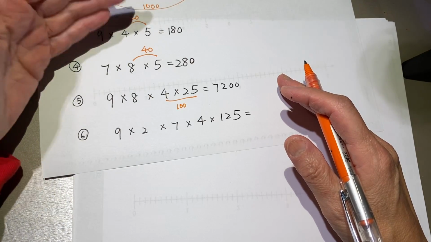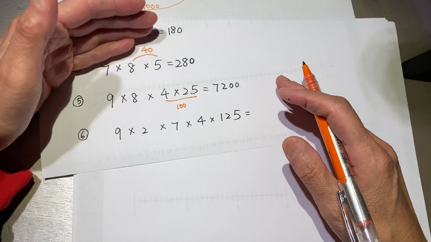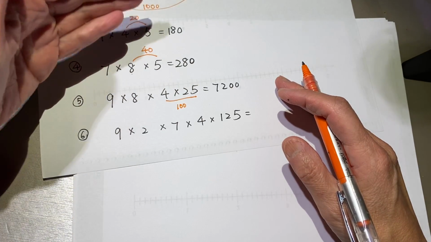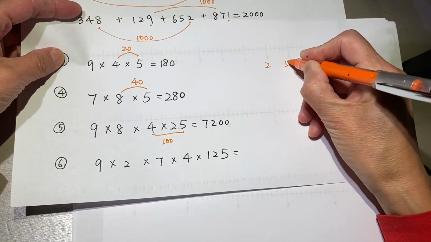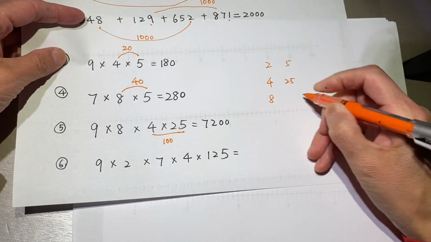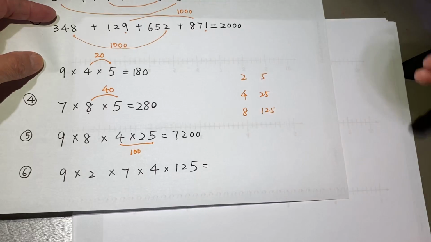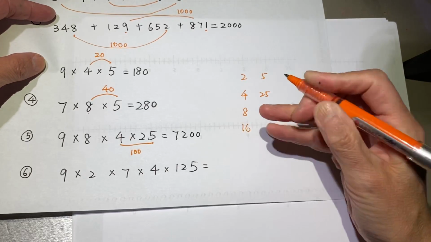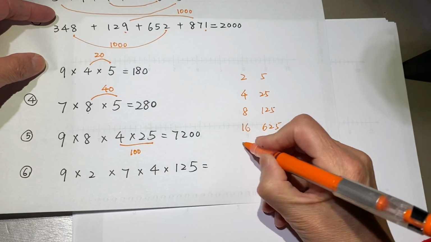If you are in my class, you do not know it. It is not allowed. It is illegal. I make sure you know. 2 times 5 makes 10. 4 times 25 makes 100. 8 times 125 makes 1000. Well, the rest: 16 times 625 makes 10,000.